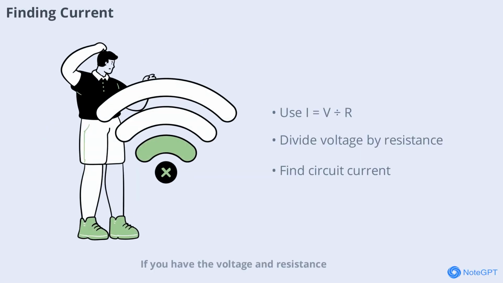If you have the voltage and resistance, you can easily find the current using Ohm's law. The formula is I equals V over R. Divide the voltage in volts by the resistance in ohms, and you'll get the current in amperes. This calculation is essential for ensuring that circuits are safe and that wires and components can handle the expected load. It's a practical skill for anyone working with electronics.